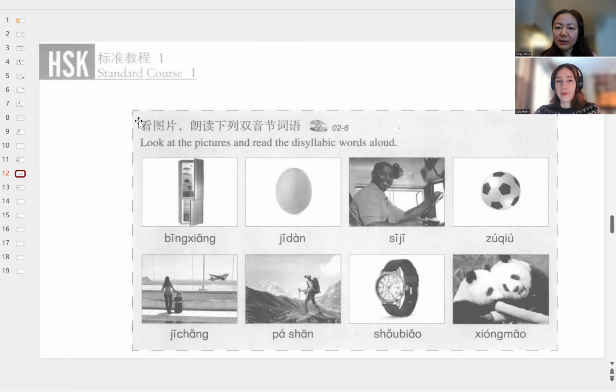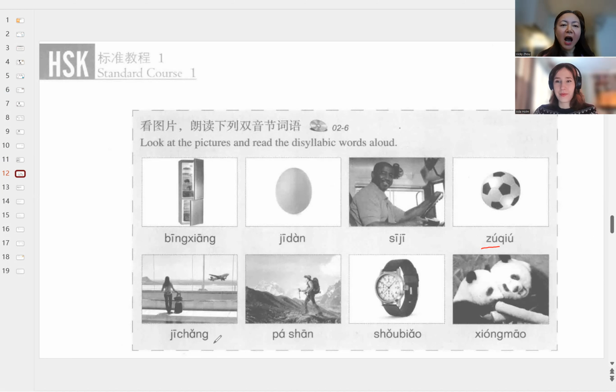Disyllabic words. How we take a look at this first one. Okay, that's 冰箱. 对的, 冰箱. Then 鸡蛋. Good. 司机. Very good, 司机. 足球. Yeah, zoo. Zu. Very good. Zoo, qiu, very good.